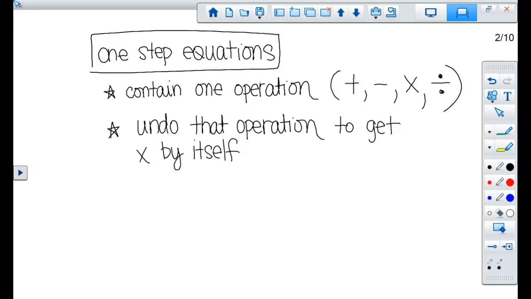If you have questions, please let me know, because remember, this is a building process. So we're going to start out with these simple little baby one-step equations and work our way up to multi-step equations. So any questions, let me know.